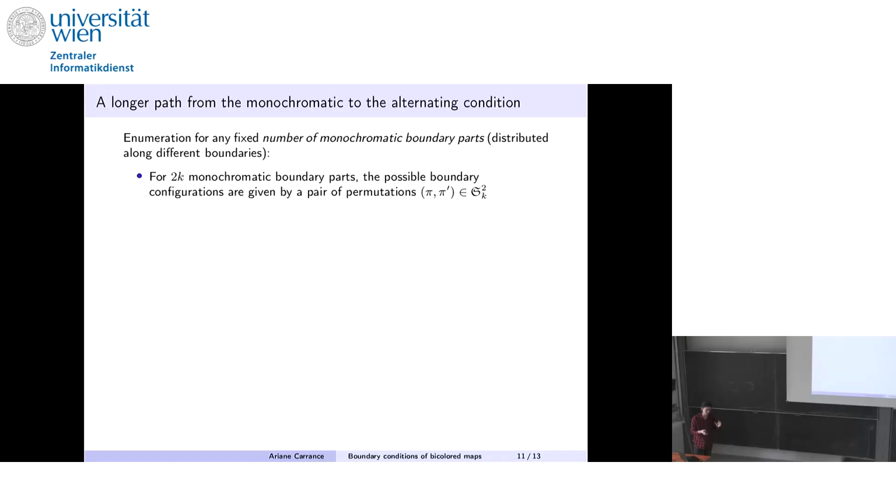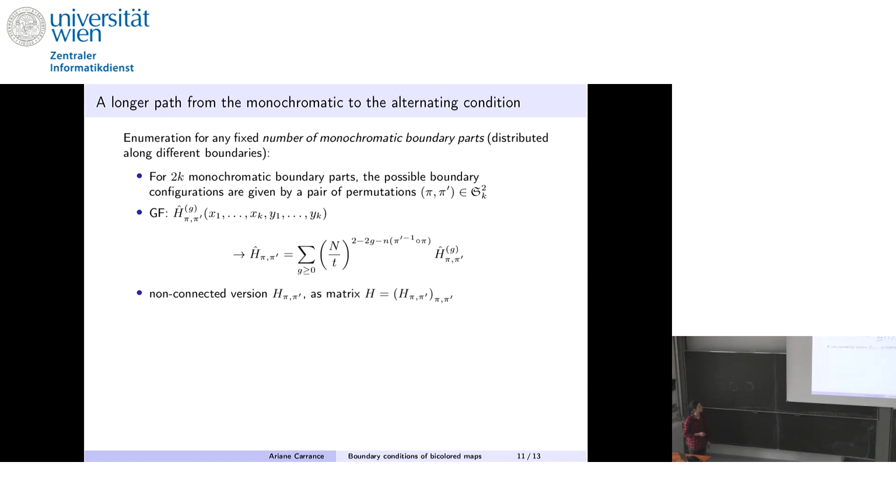So you can encode the different ways of distributing 2k monochromatic parts of a boundary by 2 permutations. And so once again, you can pack that into a big generating function. And more explicit results that they've obtained is for the non-connected version of this big generating function that you can interpret as a matrix on permutations.